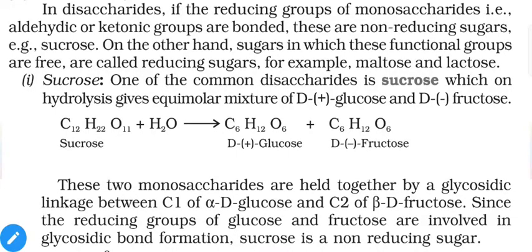Example, sucrose. On the other hand, sugars in which these functional groups are free are called reducing sugars, for example maltose and lactose. We will discuss it with examples. So keep in mind, if we have a free aldehydic or ketonic group, then it will be a reducing sugar, and if they are used in some type of bond formation or attachment, then it will be a non-reducing sugar. So let's start with some reactions of sucrose.